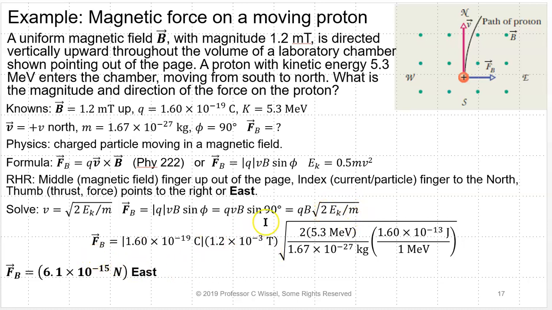So FB then is Q of 1.6 times 10 to the minus 19 coulombs, times your magnetic field of 1.2 times 10 to the minus 3 tesla, times the square root of the quantity 2 times Ek, which is 5.3 MeV, divided by the mass of the proton, which is 1.67 times 10 to the minus 27 kilograms. This is the units conversion to get the MeV into joules. So there's 1.6 times 10 to the minus 19 joules per 1 MeV. FB comes out to be 6.1 times 10 to the minus 15 newtons to the east.